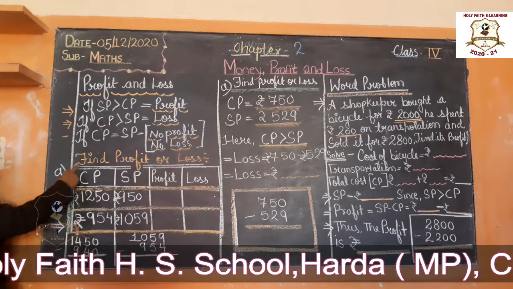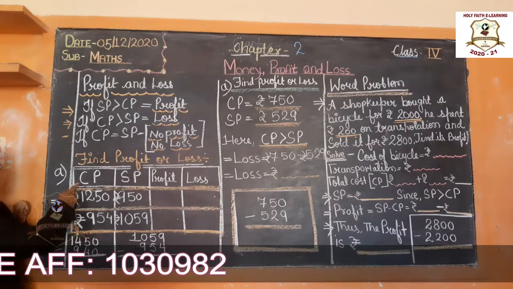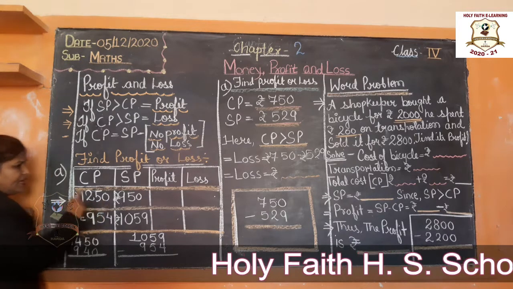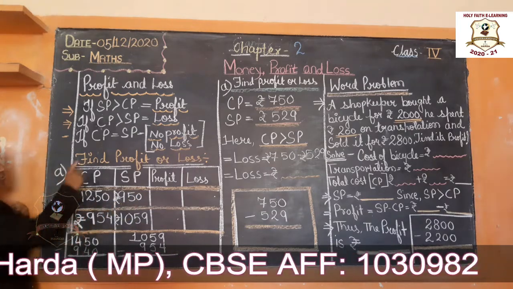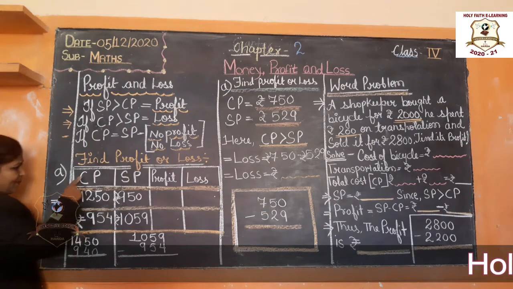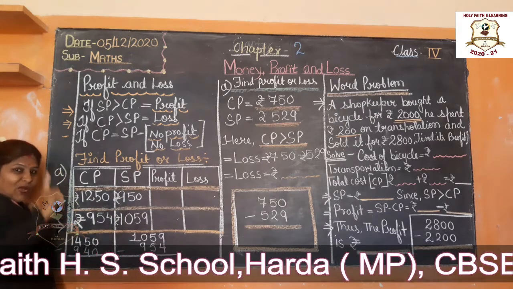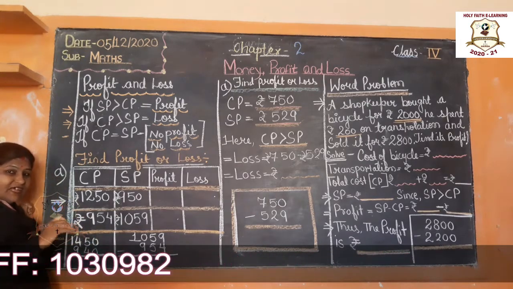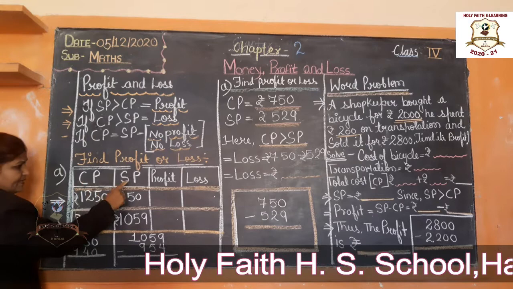Now here, students, find profit or loss. Here CP is equal to ₹1250 and SP is equal to ₹950. So CP is greater than SP. Here the shopkeeper will get a loss. So how many rupees is the loss? Let us see. We will subtract CP minus SP.